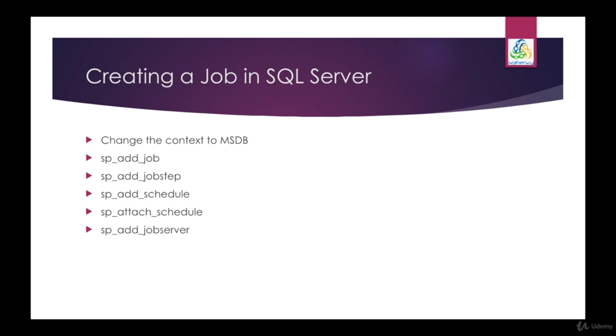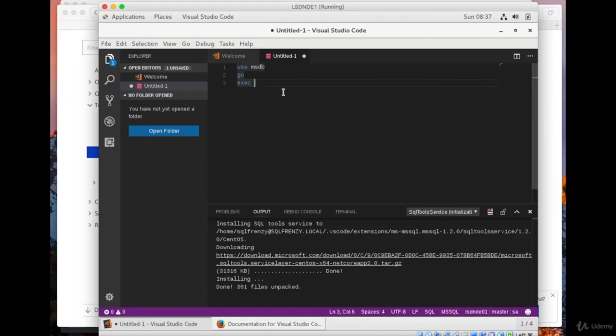Okay. Next we need to create a schedule. So we will do that by calling sp_add_schedule. And next we'll call sp_attach_schedule, which effectively will attach the schedule we have created to the job we have created. And in the last, we will call sp_add_jobserver, which will confirm that the job will be running on the local server. Okay, so let's begin with the first step.